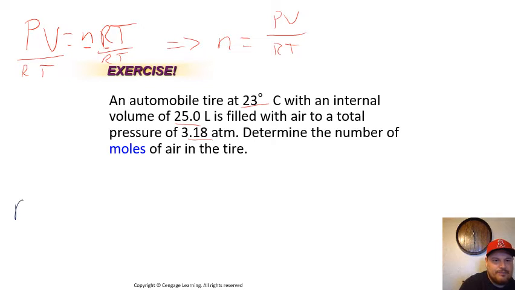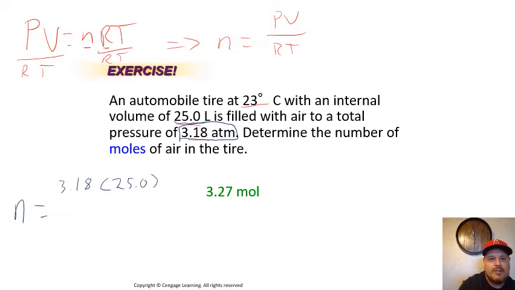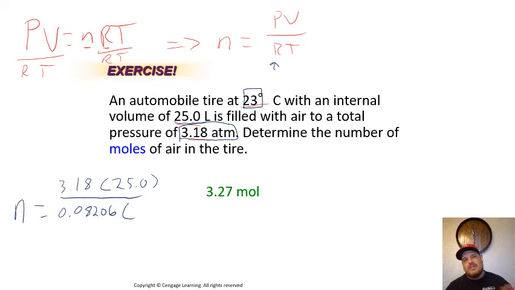So we get n. The pressure for this problem, which is already in atm for us, is 3.18. So I'm going to put 3.18 atm, times my volume, which is already in liters for me, 25.0 liters, divided by my universal gas constant, 0.08206, times my temperature. Unfortunately, most of the time when you get temperature, it's not going to be in Kelvin, it's going to be in Celsius. So just know that you always have to do that conversion most of the time if it's given to you in Celsius.